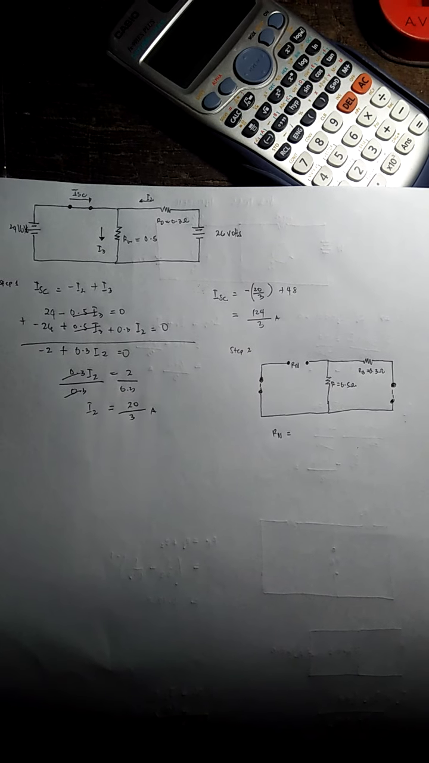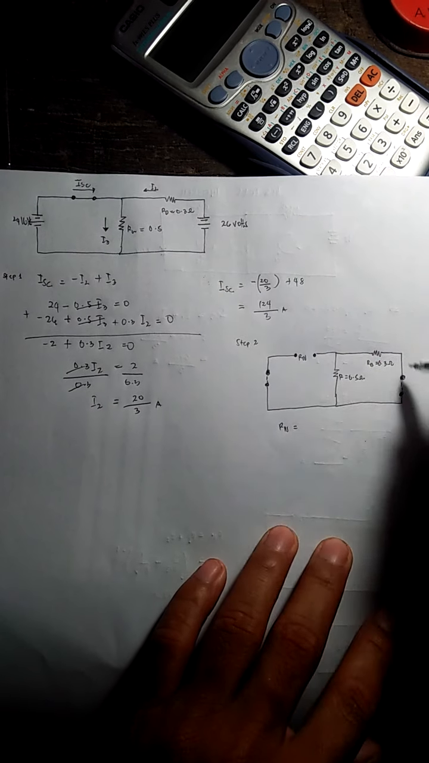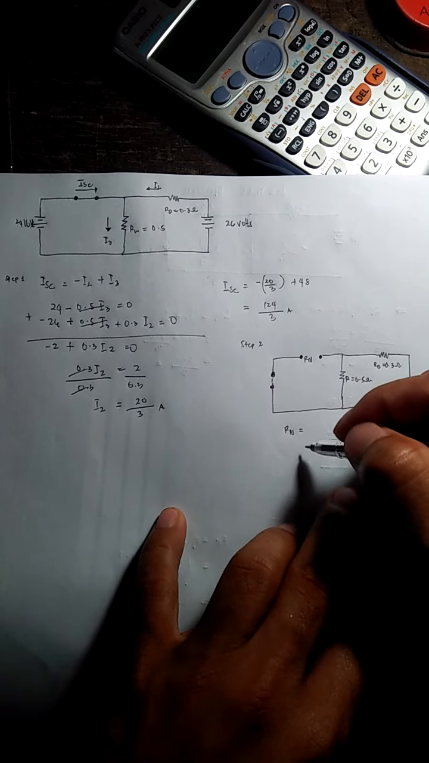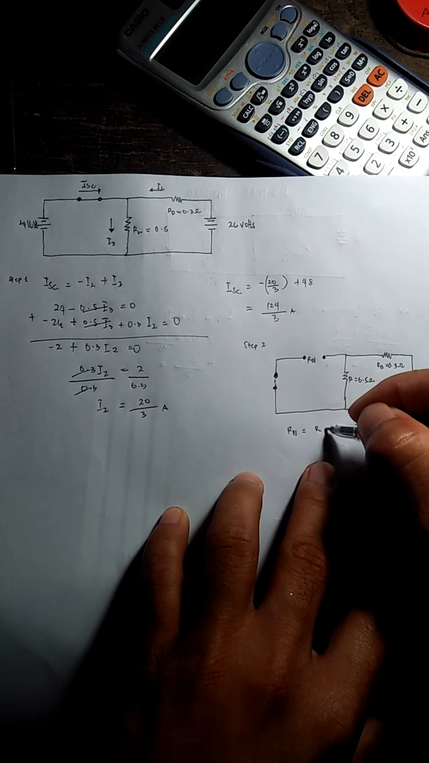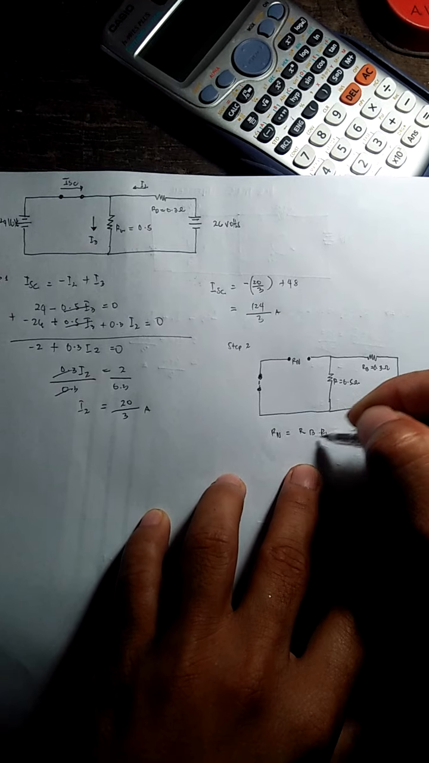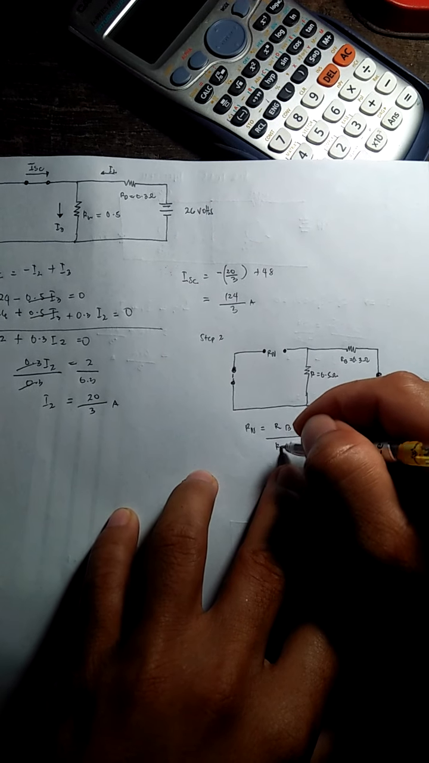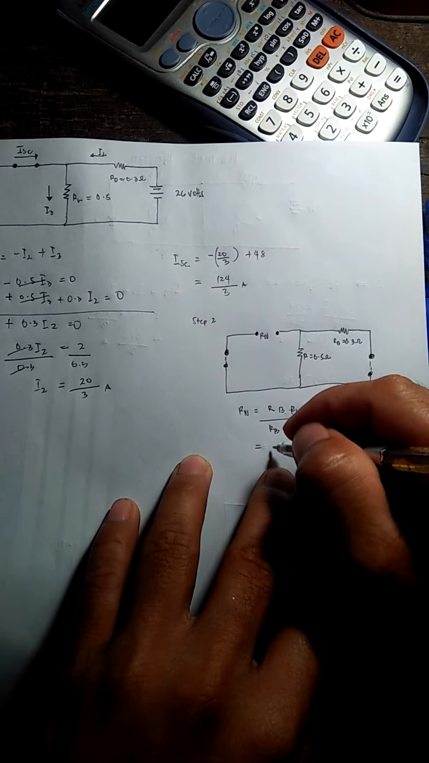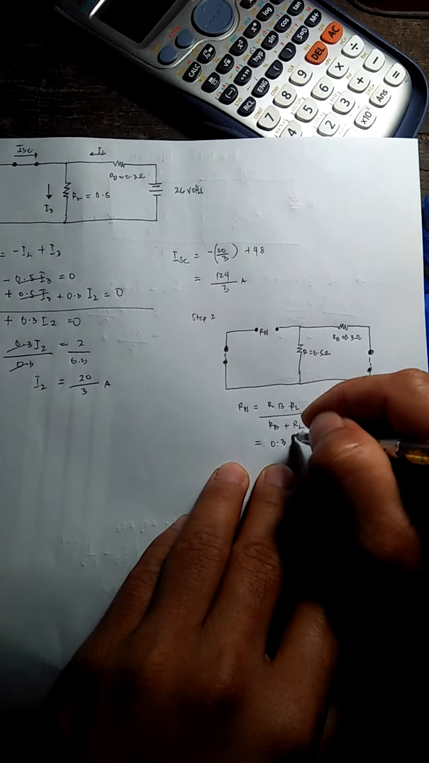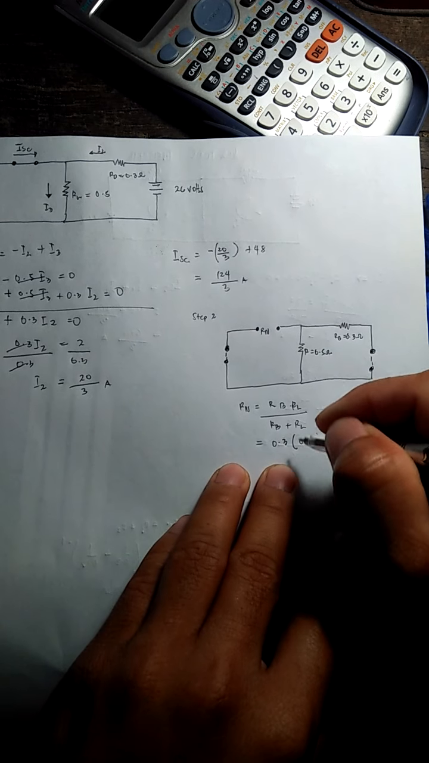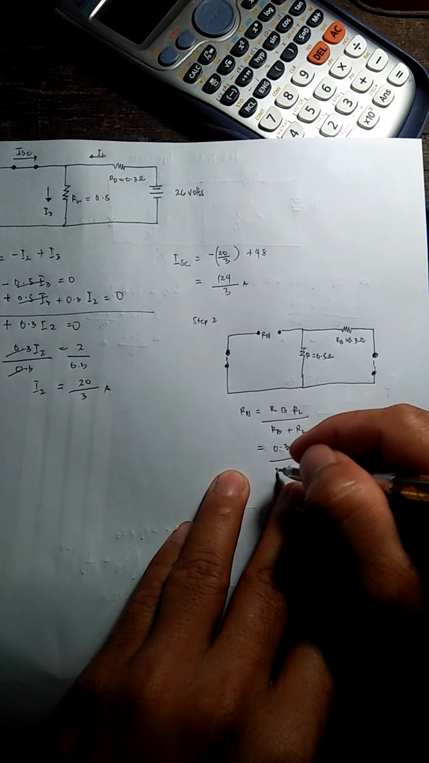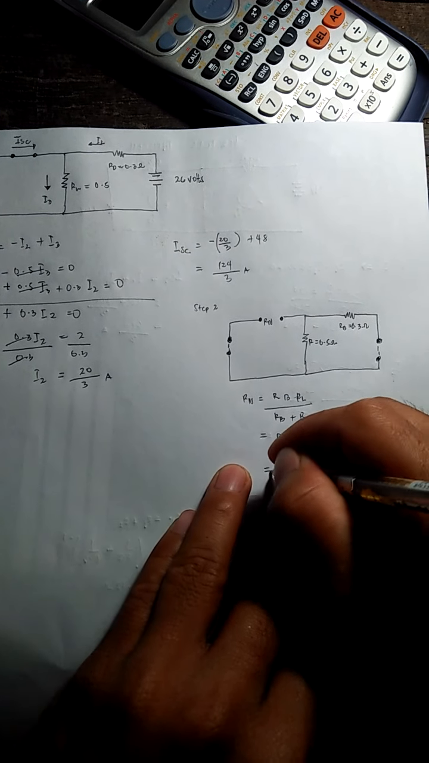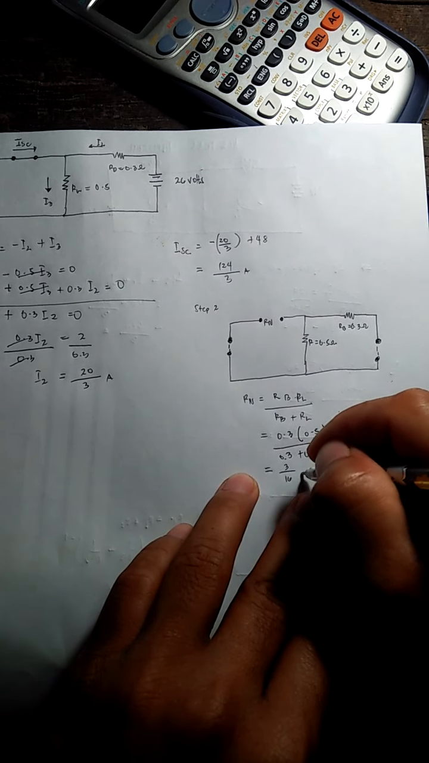So we can now solve for Rn. I redraw again this diagram to make it easy in solving Rn. Rn can be solved as Rb times RL over Rb plus RL. So simply substitute the given. We have 0.3 times 0.5 over 0.3 plus 0.5, which has the result of 3 over 16 ohms.